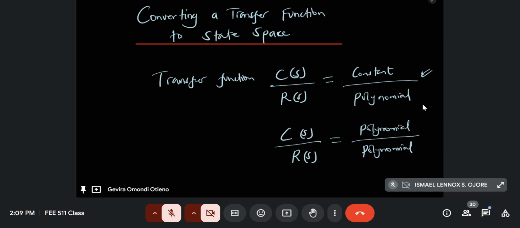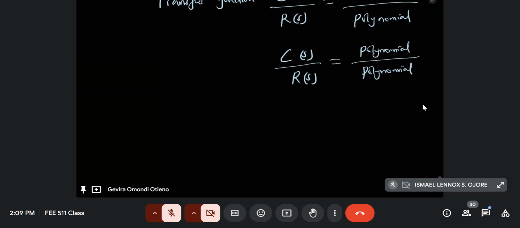So for example, in fact, let me use an example that appeared in an exam paper. Good, that's what I'll do. So let's start with converting the first system. So let's talk about a system with a constant term in the numerator, okay? So converting a transfer function with a constant term in the numerator.